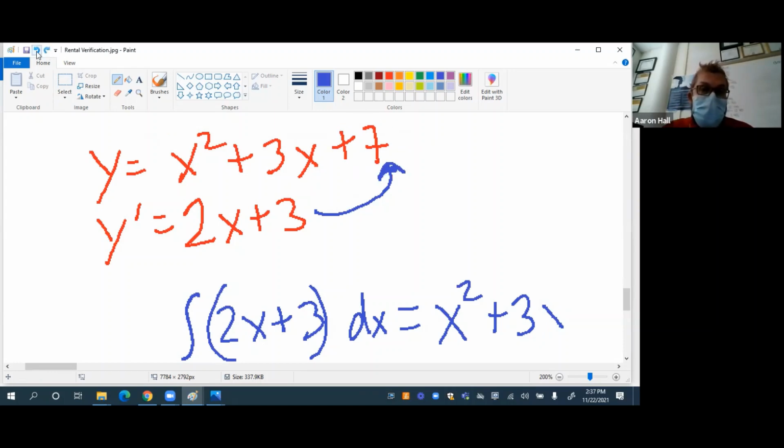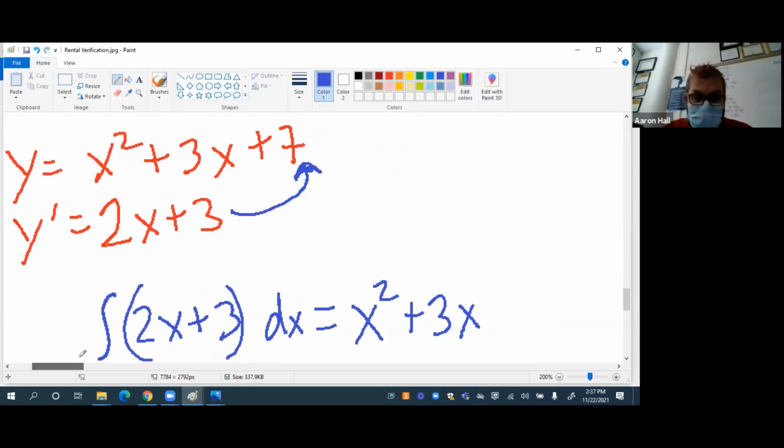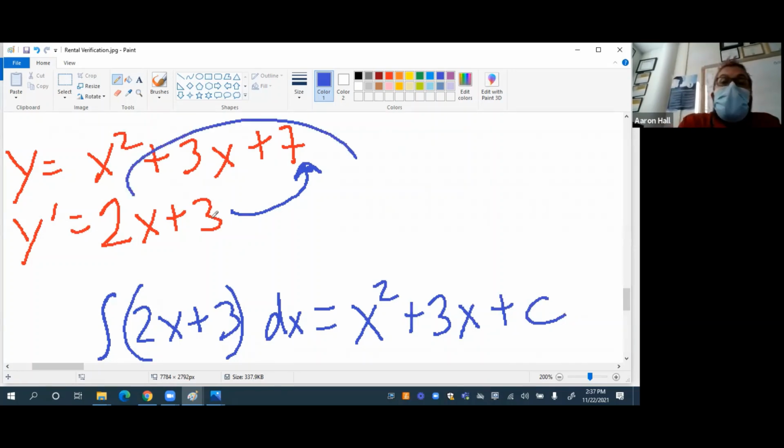Do we have to solve? No, we will say plus C because we don't know what it is. Unless, well, I know it's 7 here, but if I didn't know what it was, I wouldn't be able to rediscover the 7.